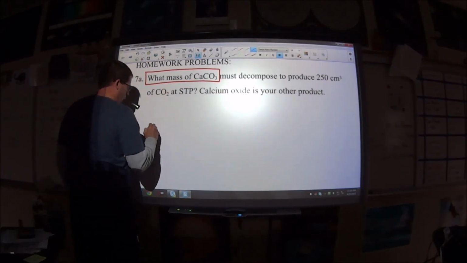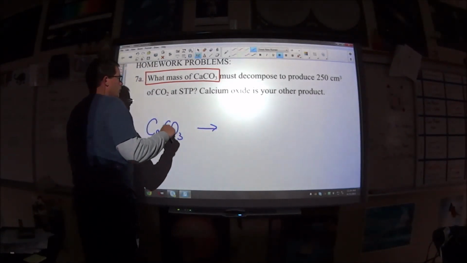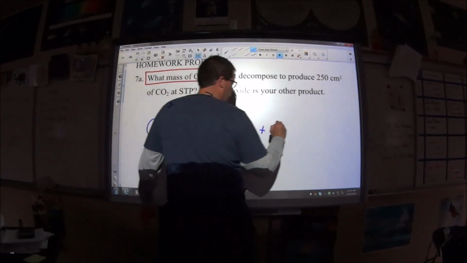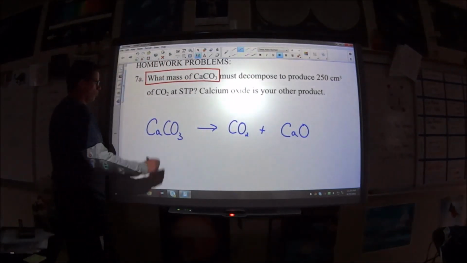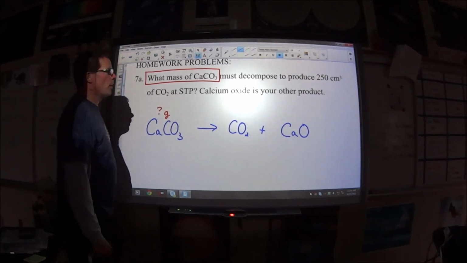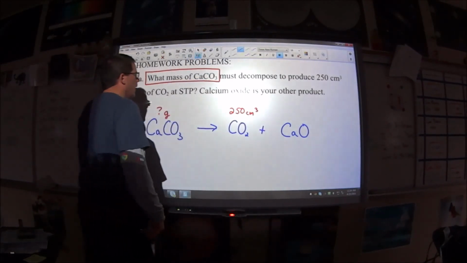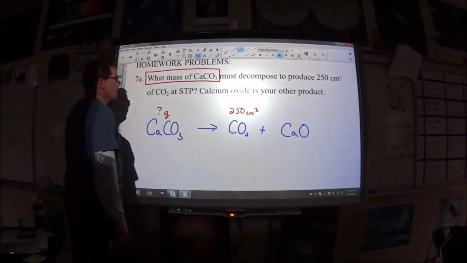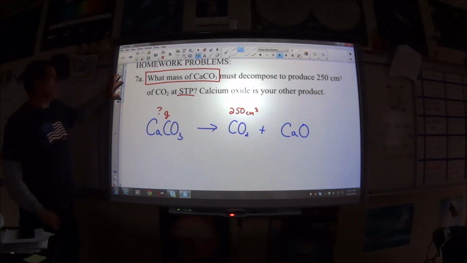So calcium carbonate decomposing into carbon dioxide and calcium oxide. So it wants to know what mass. So mass is grams. Carbon dioxide says we have 250 centimeters cubed, and it doesn't say anything about the calcium oxide. But it does say we're at STP, which is 273 Kelvin and 1 atmosphere of pressure.